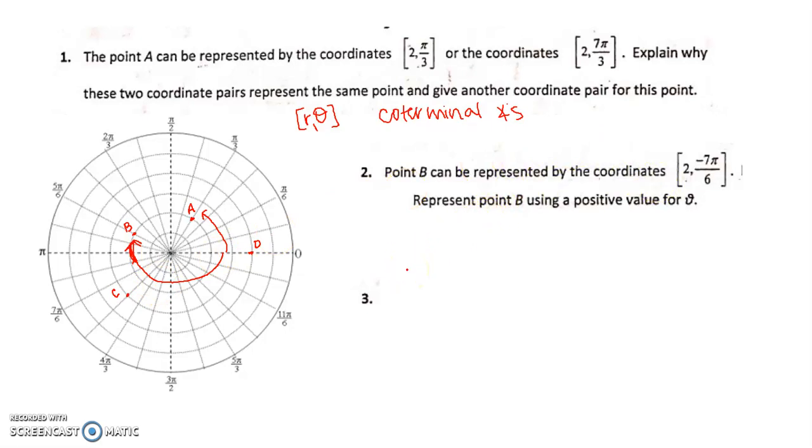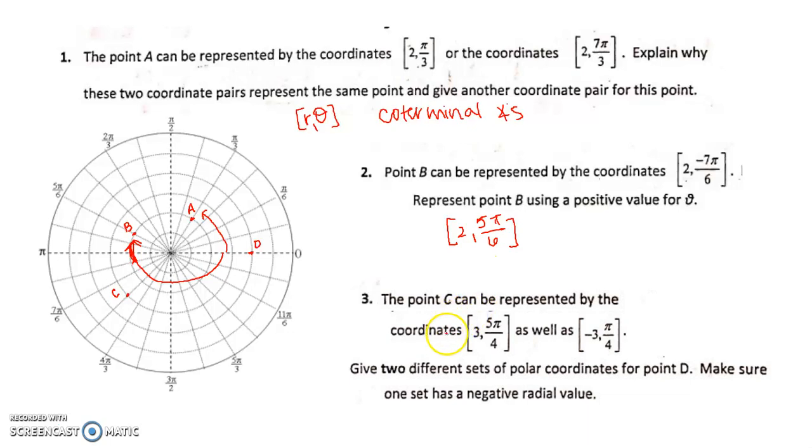It says to be using a positive value. So if I went my normal counterclockwise direction, I can see it lines up on that 5 pi over 6 angle. So the radius is still 2, but my angle would be 5 pi over 6. You could do similar to what we did in number 1 and go around multiple times if you wanted to. But if I'm only going to ask for one, probably the simplest one, or the one that you come to first. For 3, we're actually looking at point C.